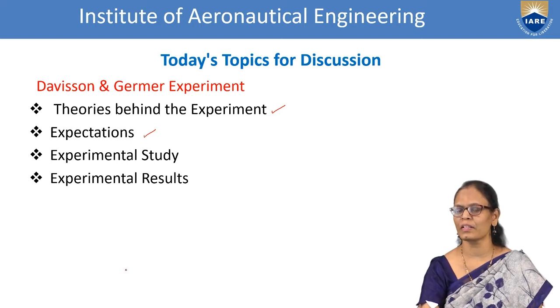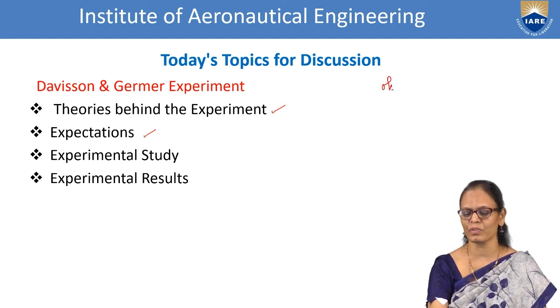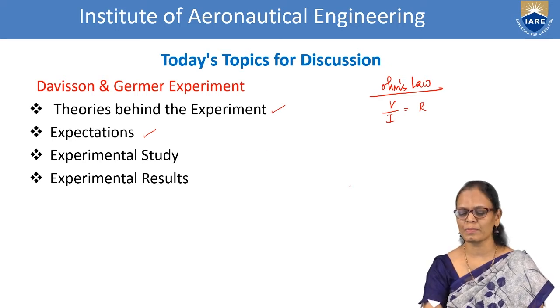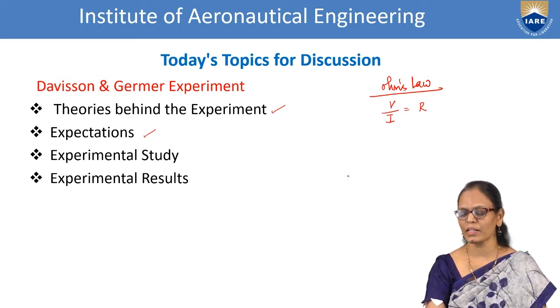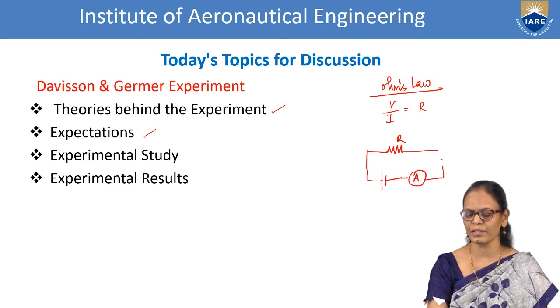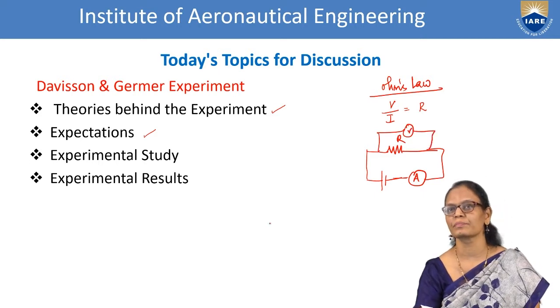For example, I will give you Ohm's law. You are trying to verify Ohm's law. Again, I am giving you the example of Ohm's law, which is the simplest one. V upon I is equal to R. So when you are doing the experiment, you will connect a circuit. The simplest connection you can do is you will have a supply, you will have a resistance, and then you will have an ammeter to measure the current, and then a voltmeter to measure the voltage across it.